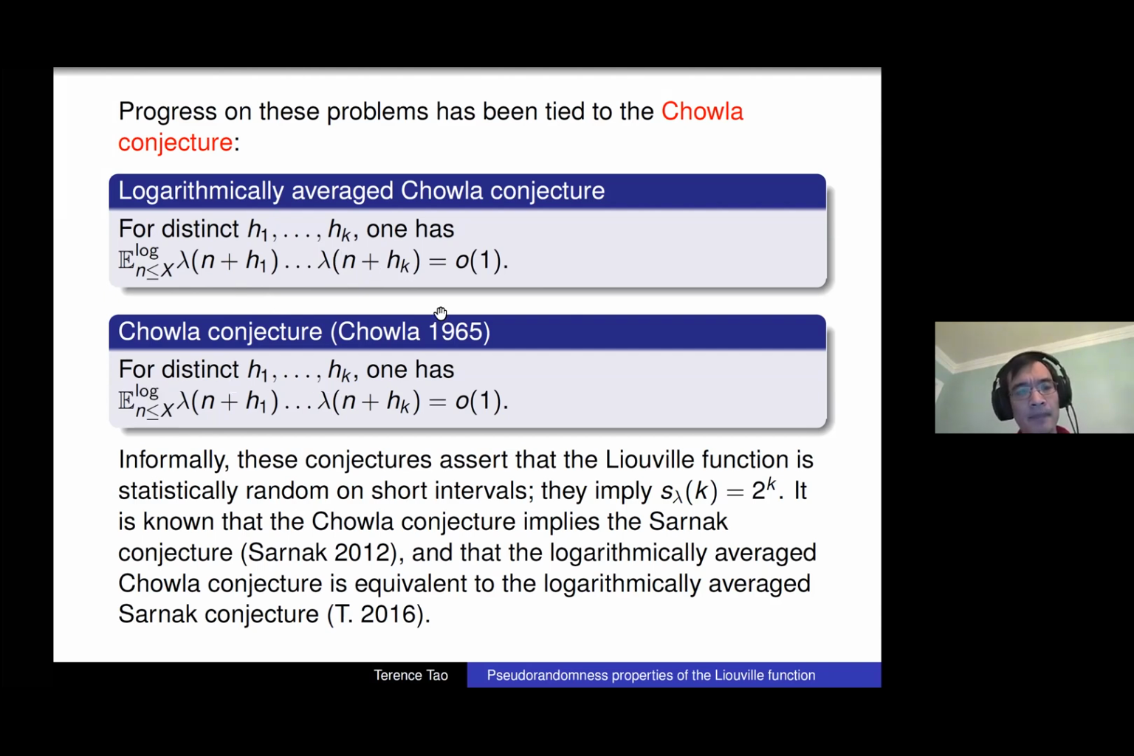Okay, so these are really the key conjectures in the subject. The Chowla conjecture implies the log average Chowla conjecture. It's also known that Chowla implies the Sarnak conjecture, the strong Sarnak conjecture, and the log average Chowla conjecture is in fact equivalent to the log average Sarnak conjecture. So there's a lot of equivalences. As a first approximation, all these conjectures are sort of morally the same conjecture.